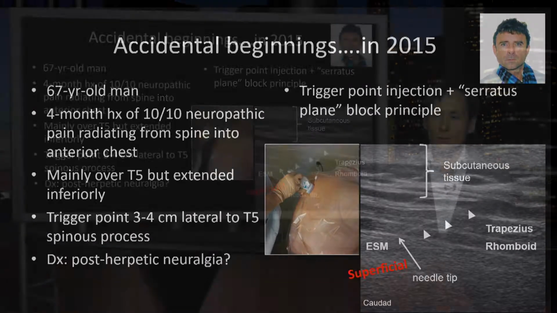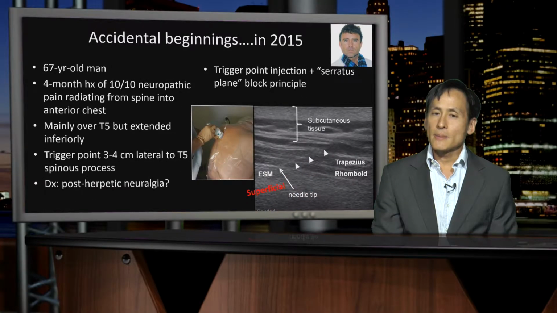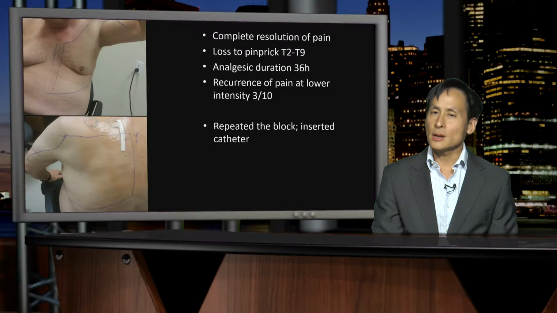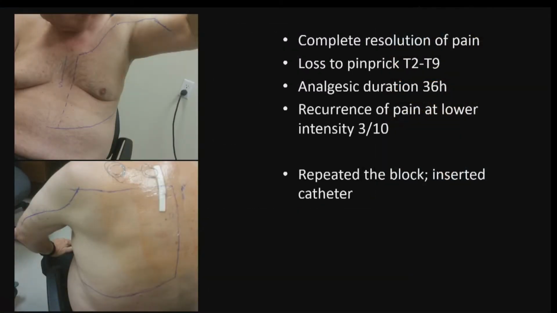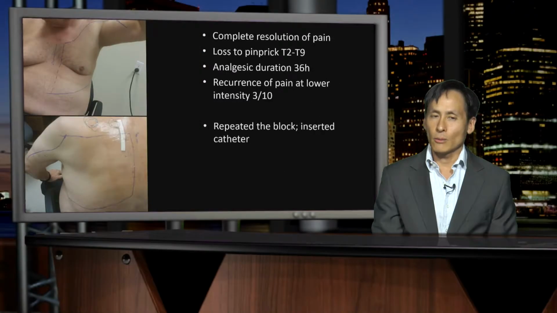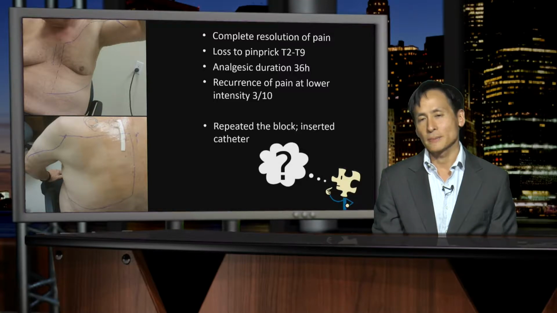What then happened was quite remarkable. The patient reported complete resolution of the pain within 10 minutes. He also reported a loss of pinprick sensation extending from T2 to T9. And this analgesia that he obtained lasted almost 36 hours. When the pain did recur, it did so at a lower intensity of 3 out of 10 pain. As a result, Mauricio repeated the block and then finally inserted a catheter so that he could do top-ups without having to keep inserting a needle into the patient.